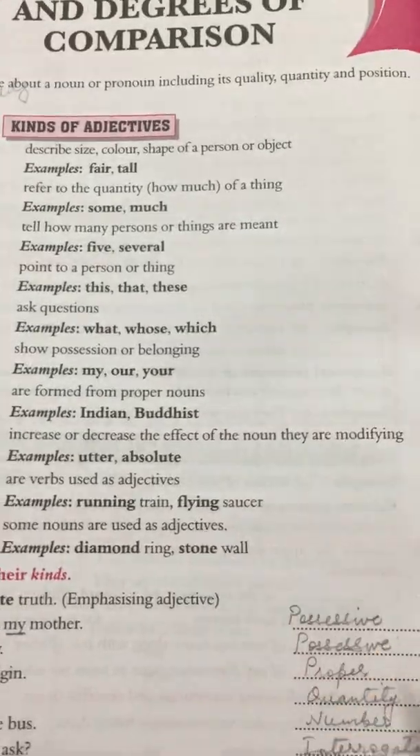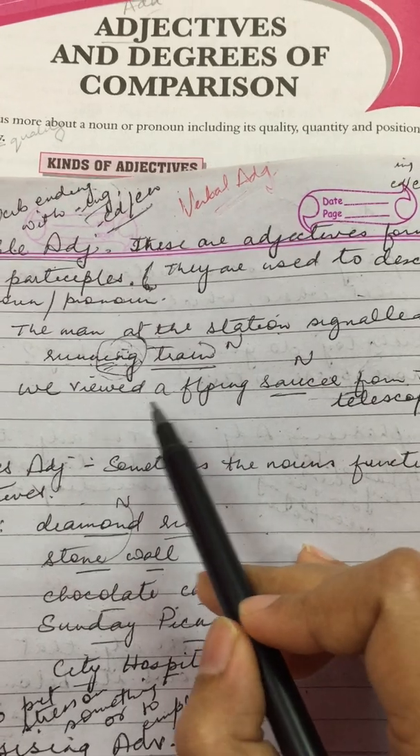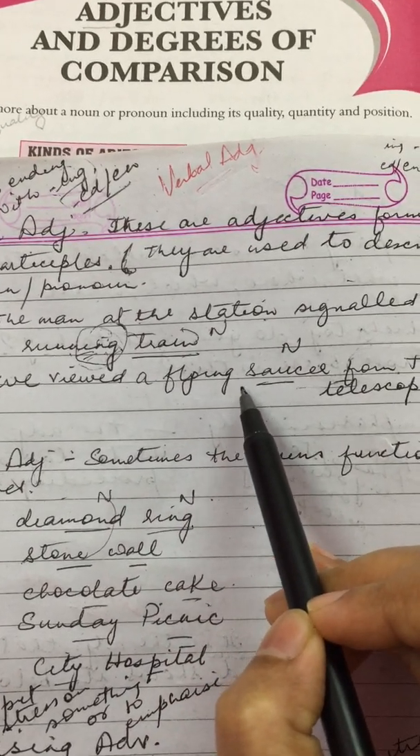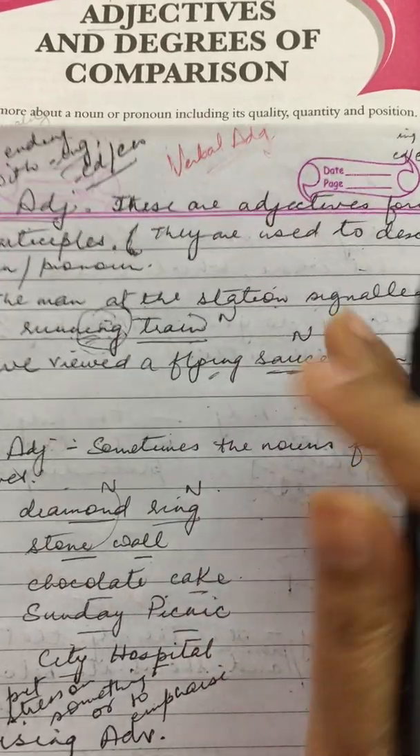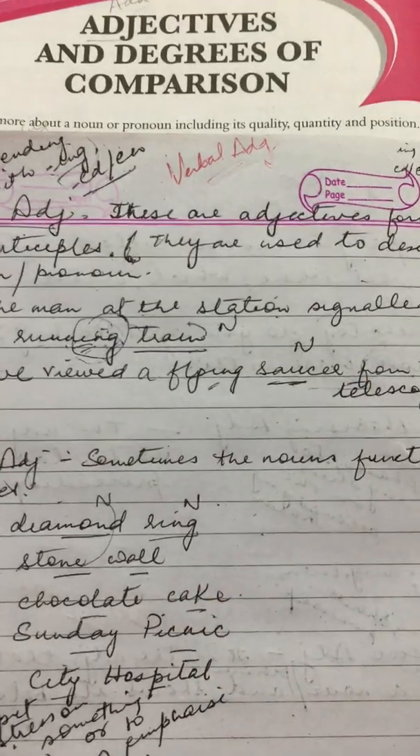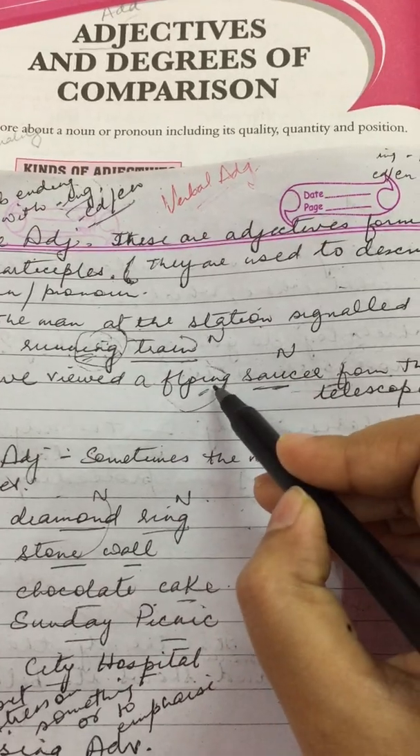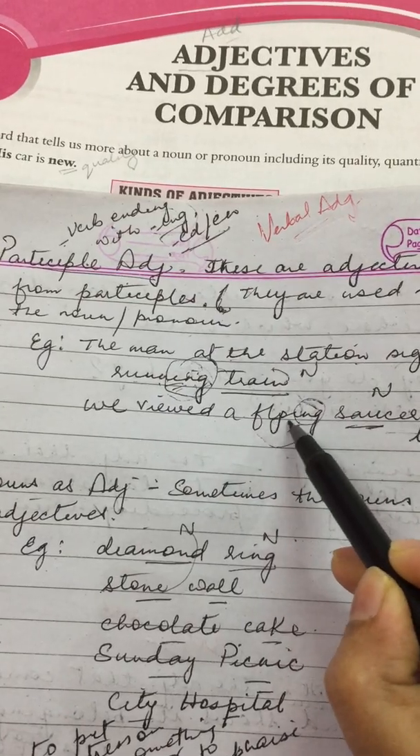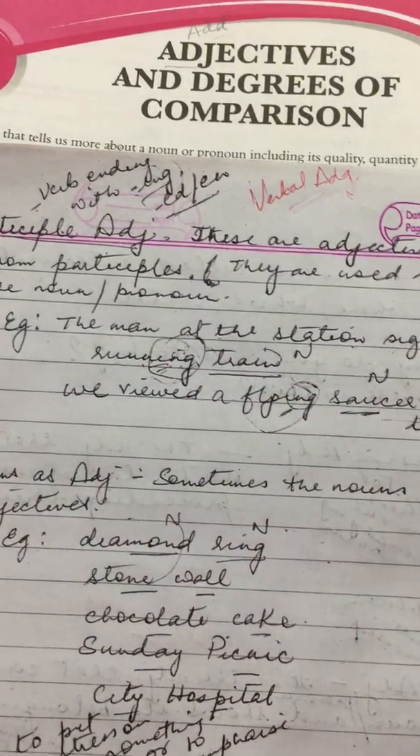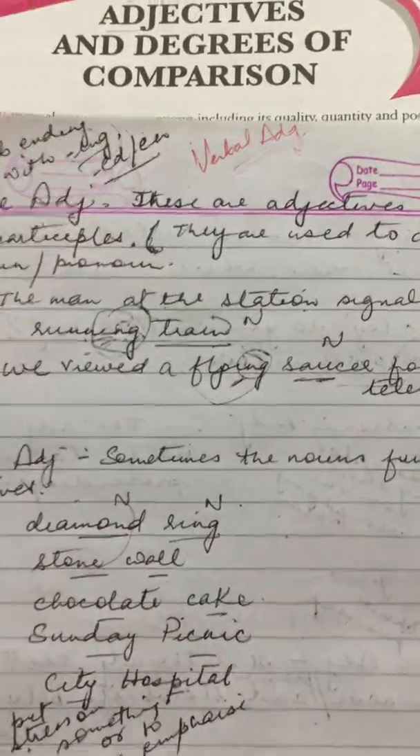Next example is flying saucer. We viewed a flying saucer from the telescope. Saucer is a noun, and what type of saucer was it? Was it a still saucer? Was it stationary or moving? It was moving. So it was a flying saucer. Flying is another participle because it ends with the letters ing. A verb ending with ing is a participle. So here this participle is acting as an adjective because it is modifying the noun saucer.